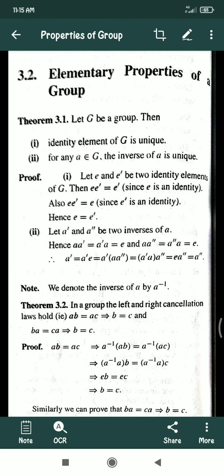So a inverse a equals e, which is the identity element, as we already know from the elementary property. From e, we can cancel e on both the left and right sides, and we get b equal to c. Similarly, we can prove it for ba equal to ca. So this is how the right cancellation law and left cancellation law hold for a group.